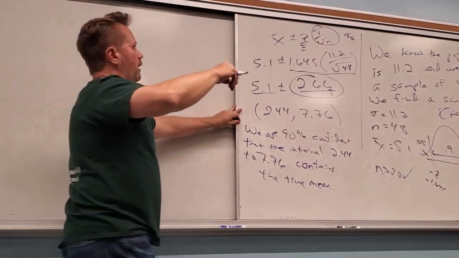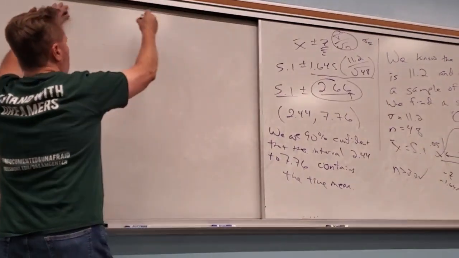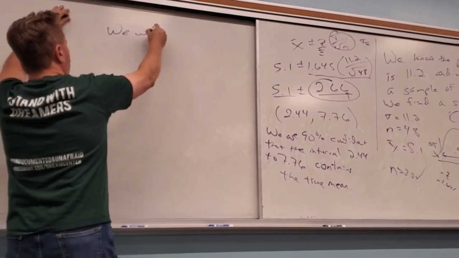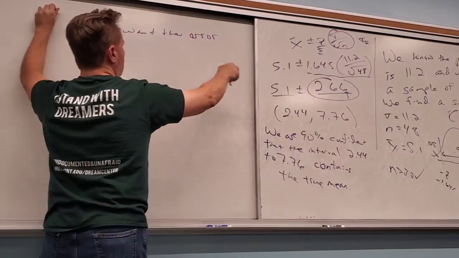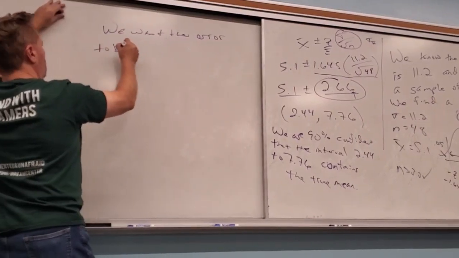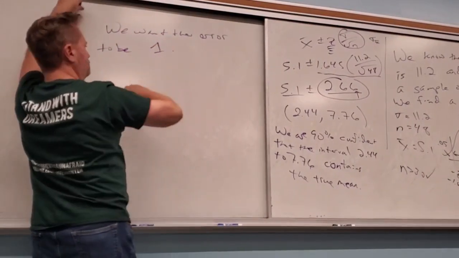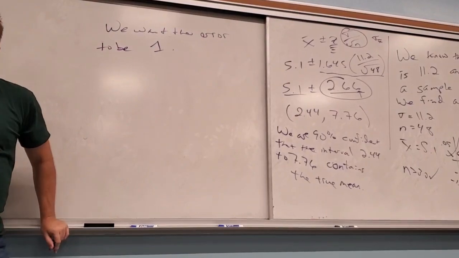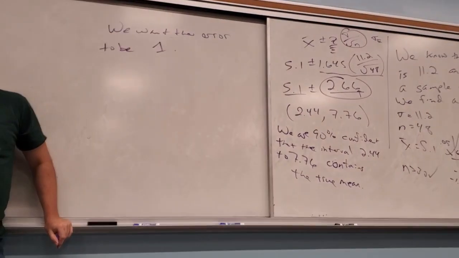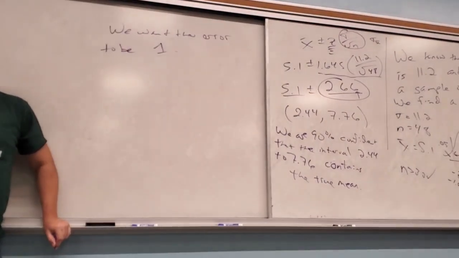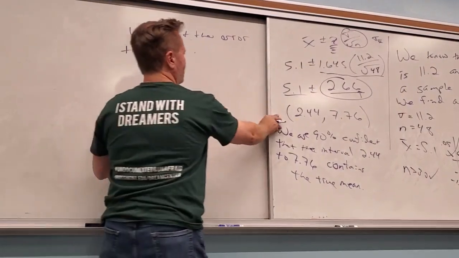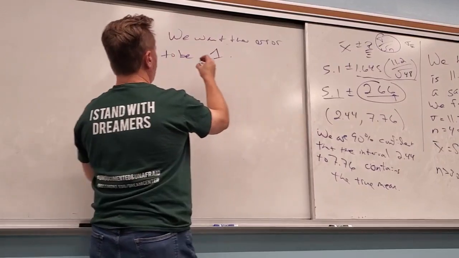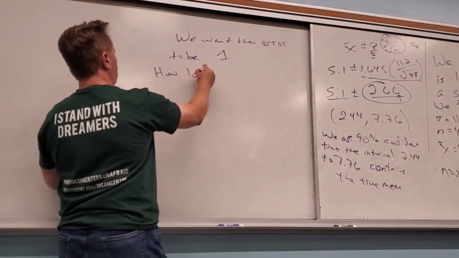Now I say, same problem, but now we want the error to be 1. We're like, 2.66 is too much, right? The boss comes over and says, no, make it 1. Okay. How large of a sample will that take?